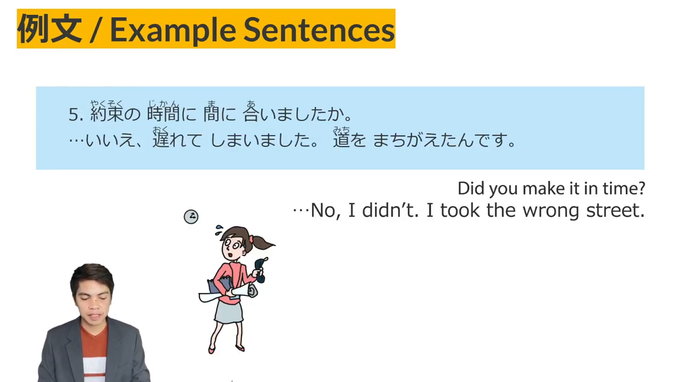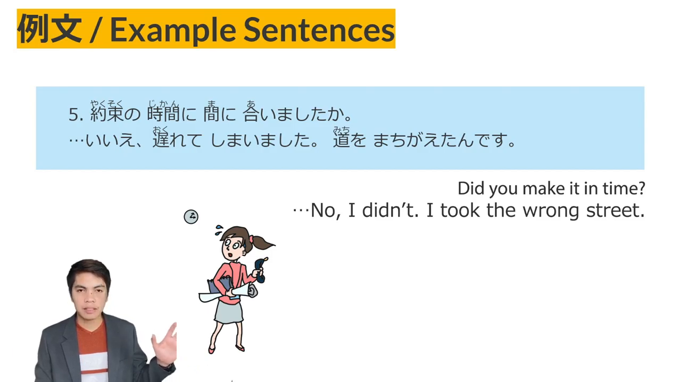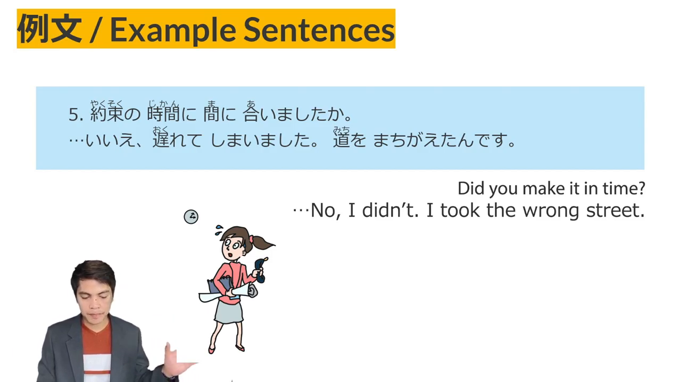Number 5. Yakusoku no jikan ni ma ni aimashita ka? Iie, okurete shimaimashita. Michi wo machigaeta n desu. So he said, yakusoku no jikan ni ma ni aimashita ka? Did you make it in time? Yakusoku means promise or appointment with someone. No jikan, the time of your appointment, particle ni ma ni aimashita ka?